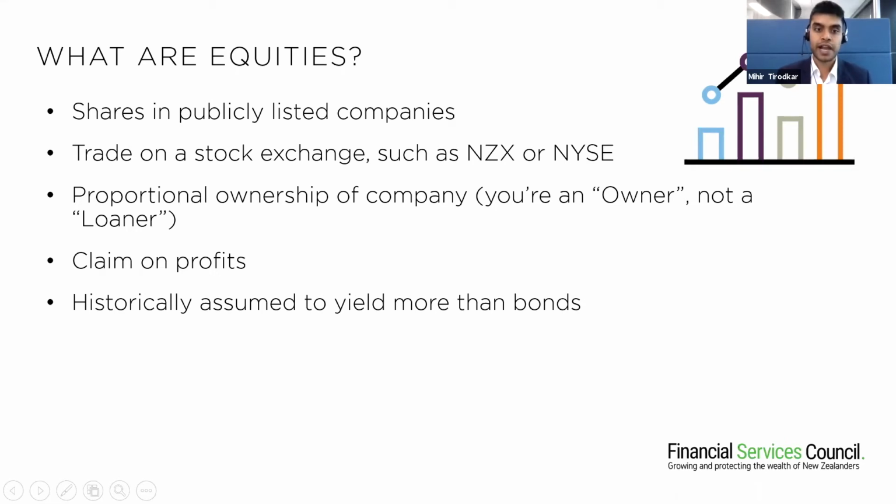Listed equities trade on a stock exchange, such as the NZX or the NYSE or the NASDAQ. Proportional ownership, as I said, you become an owner of the company, not a loaner. When you buy bonds or debt instruments, you are not an owner of the company. Therefore, legally, you're only entitled to the coupon and the face value of the amount that is promised to you at maturity, as we talked about before.